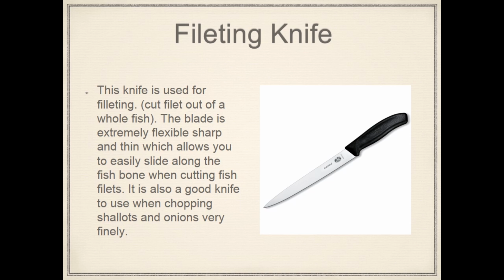Filleting knife. This is the one you will use to take the fillet out of a piece of fish. Now, in modern days, not everyone is doing this all the time, but take the habit of buying whole fish and cutting your own fillets, and you will definitely see the difference in freshness. It can also be used when you're chopping onions and shallots very finely, because it's a very thin knife, like a scalpel almost, very sharp.